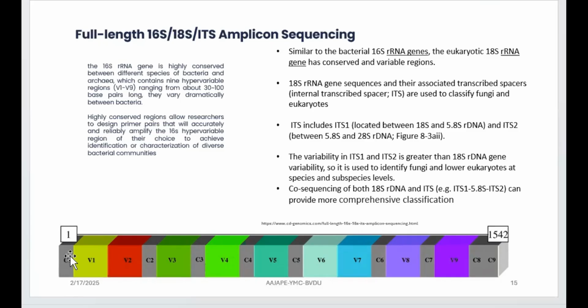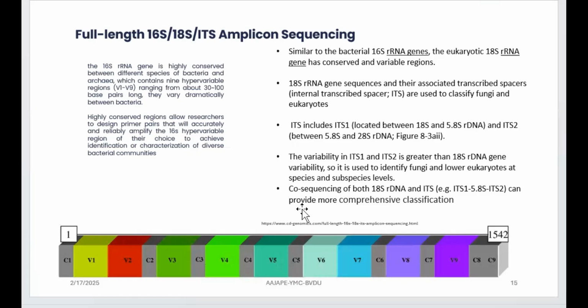So if you look at the length, this region is 1 to 1542 base sequence, right? So of course you are going to go for sequencing with ITS regions or sequencing with 18S rRNA regions, but co-sequencing of both, that is 18S and ITS, can provide more comprehensive classification of fungi. So this is telling you about the importance of both the regions, right? You cannot just rely on only ITS, or you cannot just rely on V1, V2.